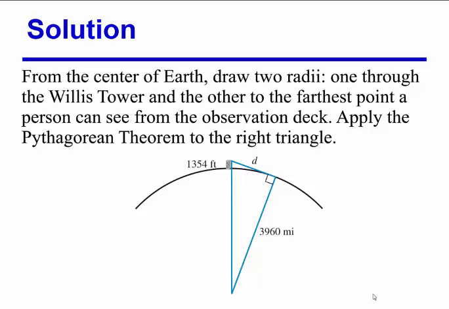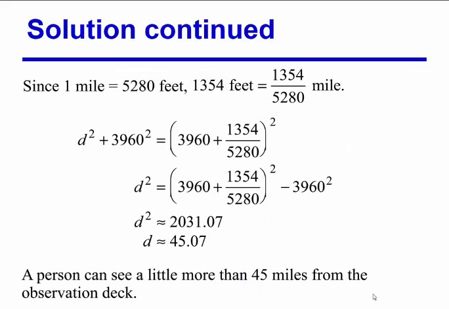We're going to go ahead and apply the theorem. Since 1 mile is equal to 5,280 feet, 1,354 feet is equal to 1,354 divided by 5,280 miles. So here we have the formula: d squared plus 3,960 squared is equal to (3,960 plus 1,354 divided by 5,280) squared. And you can see that the distance when we solve it is approximately 45.08. So a person can see a little more than 45 miles from the observation deck.